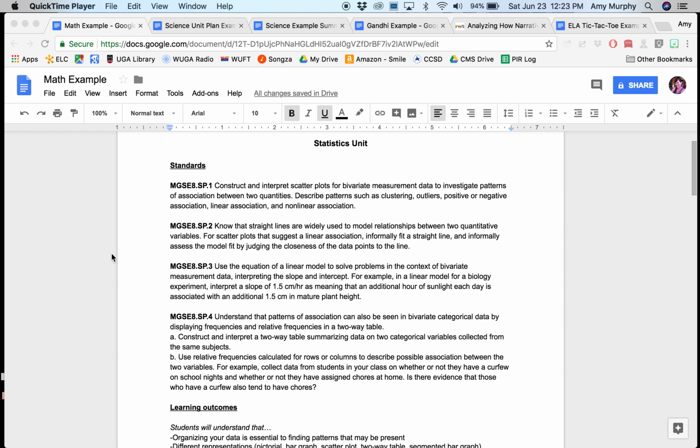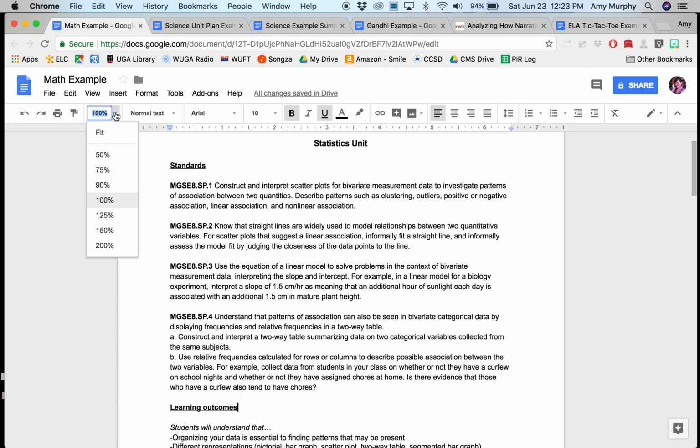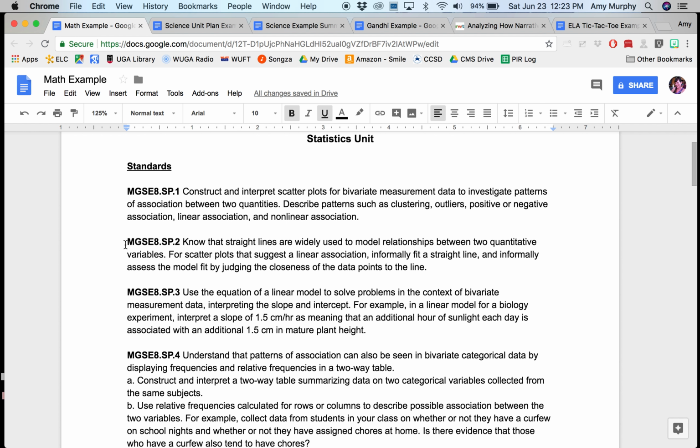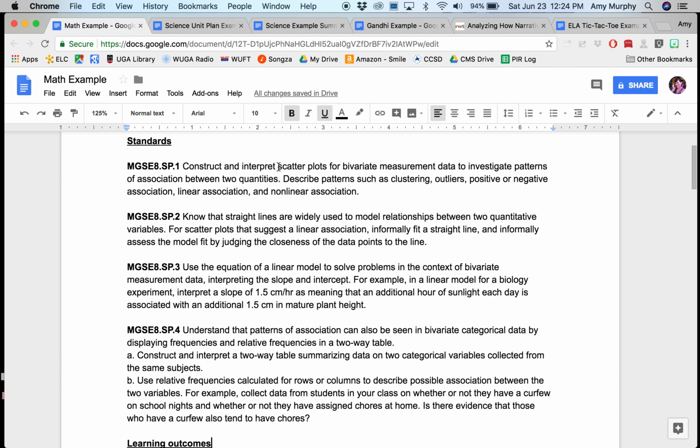So this first one we'll look at is the statistics unit. All right. So in this statistics unit, the student provided the standards that she would be covering in the unit, which I'm not going to read through. You're welcome to pause the video. But you can see the standards. Students will be constructing and interpreting scatter plots. They need to know certain things.